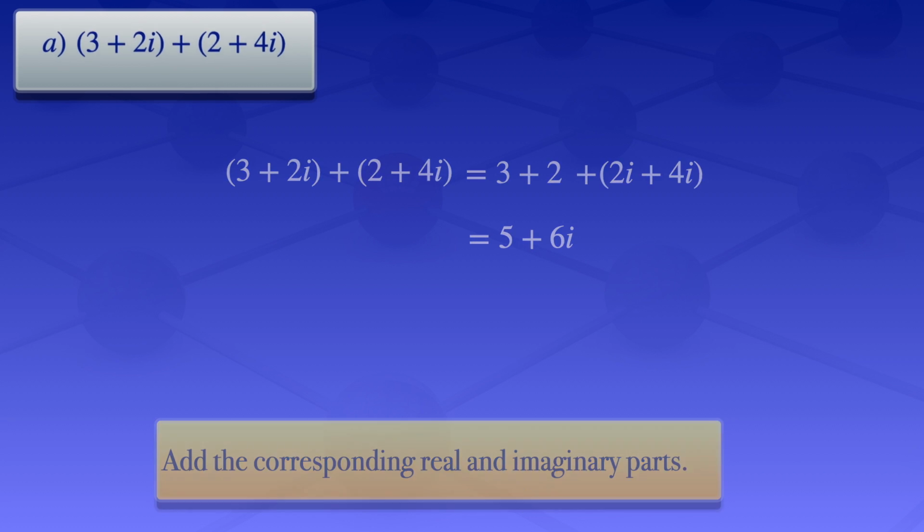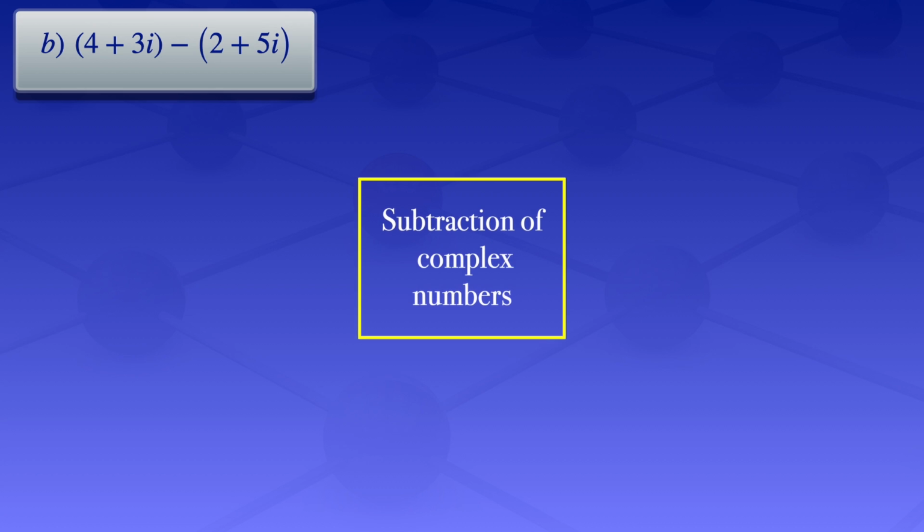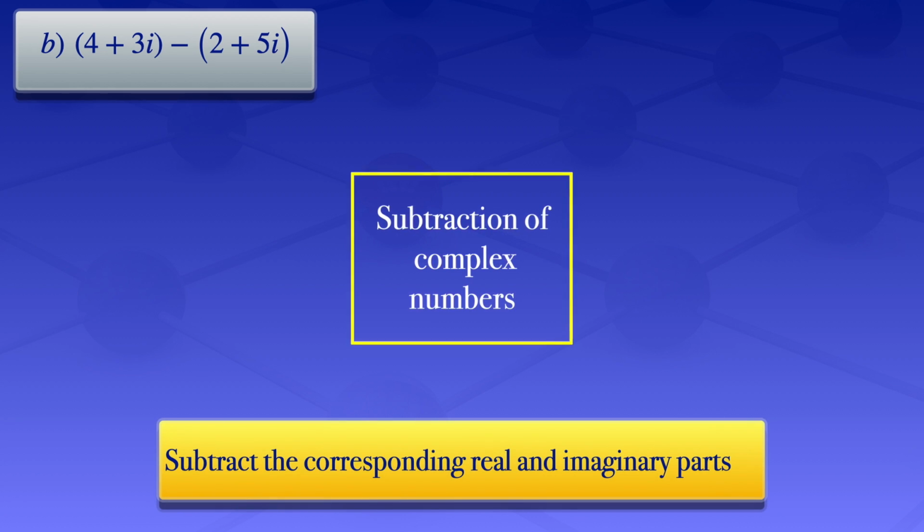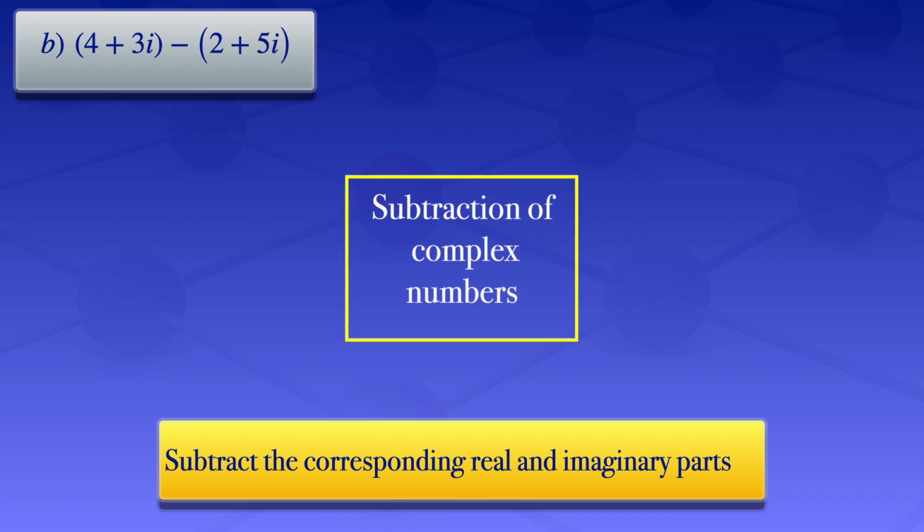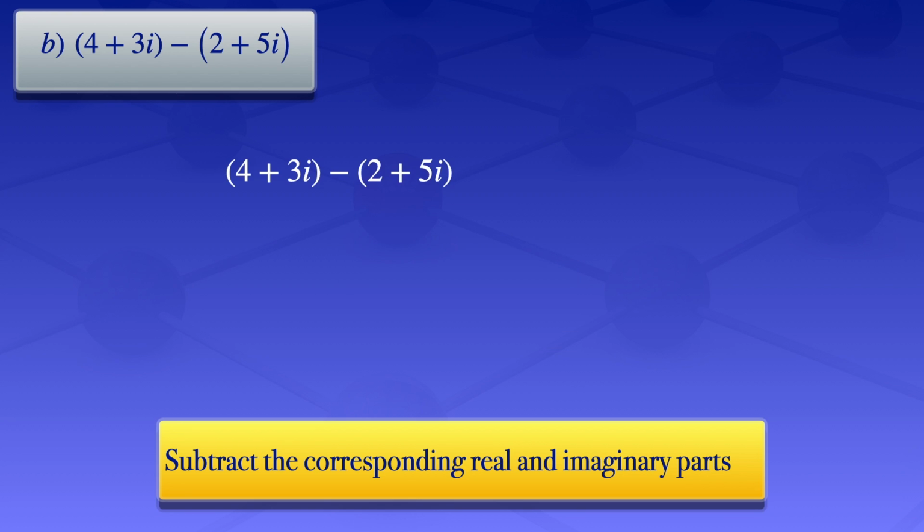I will now move on to the second question, subtraction of complex numbers. We subtract the corresponding real and imaginary parts. So for this question, we have the complex numbers 4 plus 3i minus 2 plus 5i. The real parts are 4 and 2, so it equals 4 minus 2. Then look at the imaginary parts, 3i minus 5i. So we'll have plus 3i minus 5i, which will give us the result 2 minus 2i.